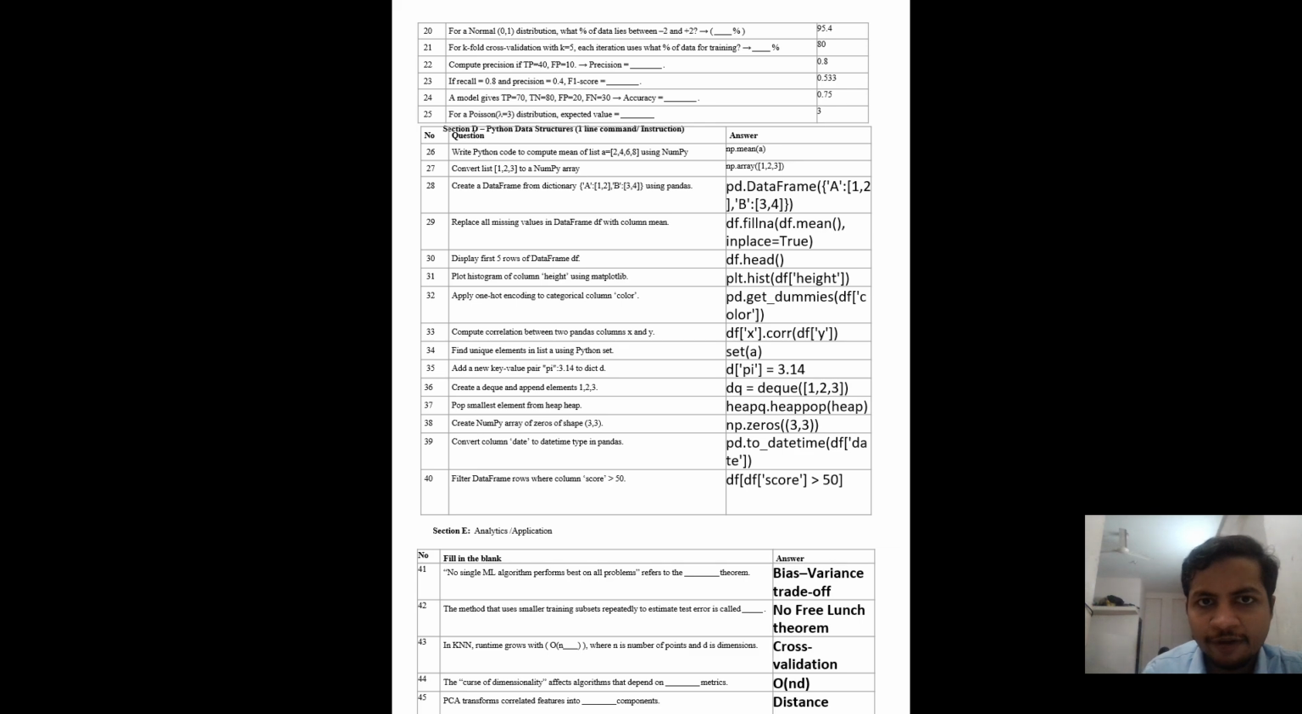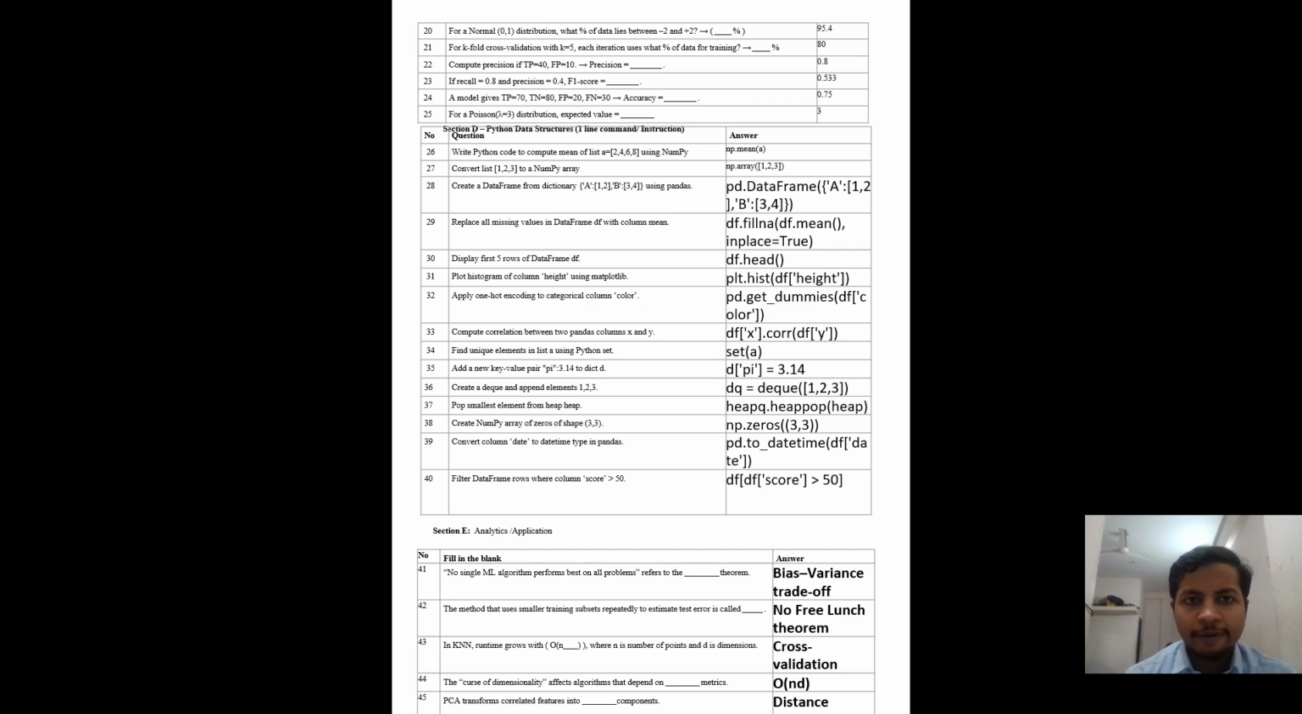We have to calculate precision. If TP equal to 40, FP equal to 10, then what will be the precision? We know the formula for precision is TP upon TP plus FP. So it will be 40 upon 40 plus 10, which will give you 0.8. Now moving to the 23rd question: if recall equal to 0.8 and precision equal to 0.1, what will be the F1 score? It will be 0.533.